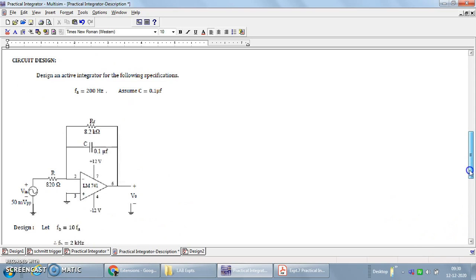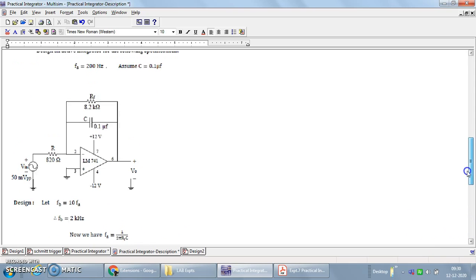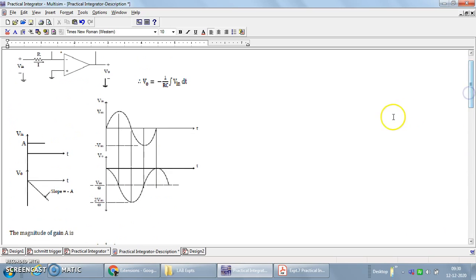Now let us start designing the operational amplifier. We will design the integrator using the operational amplifier.